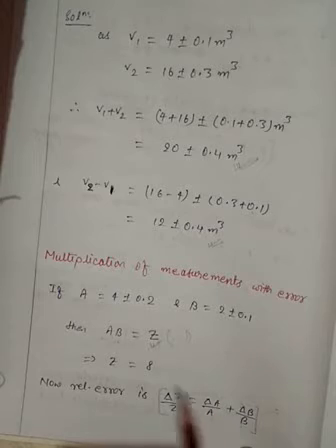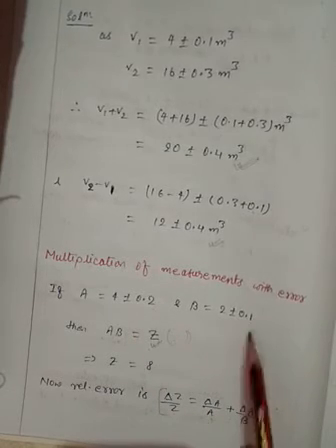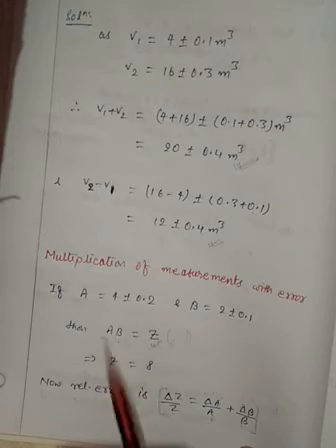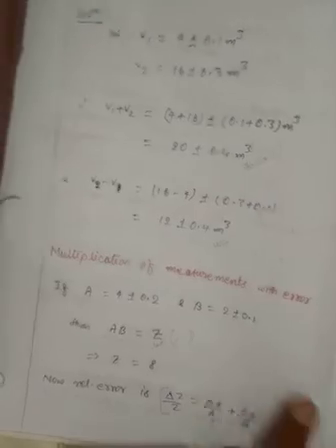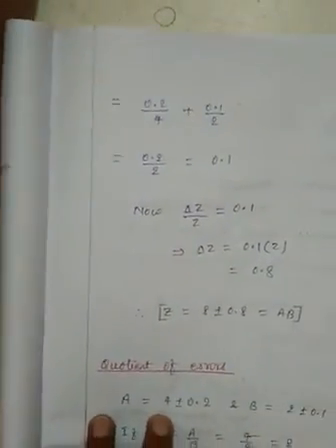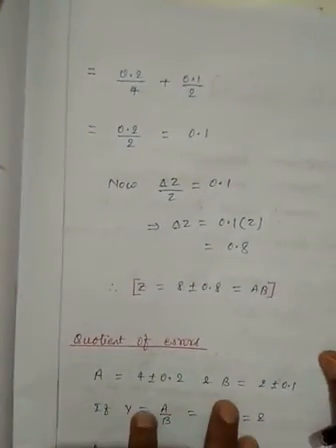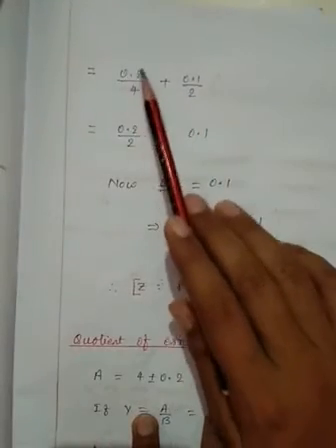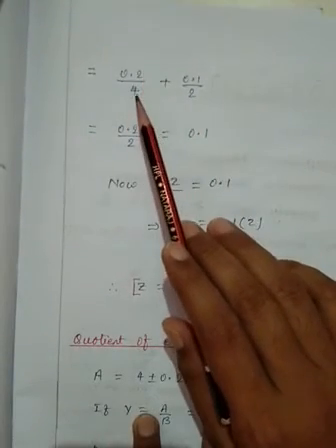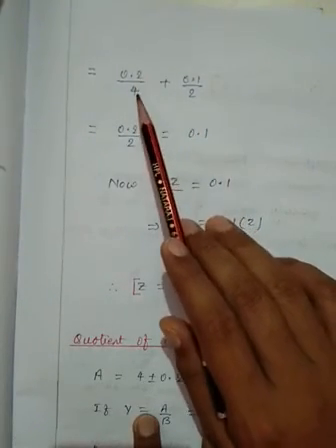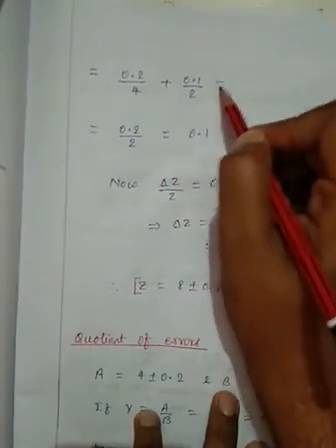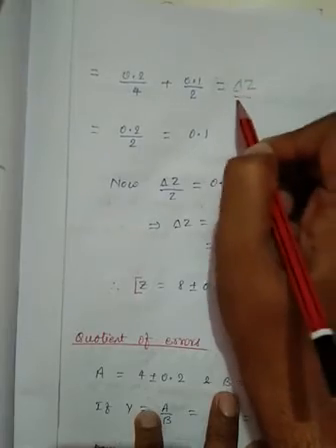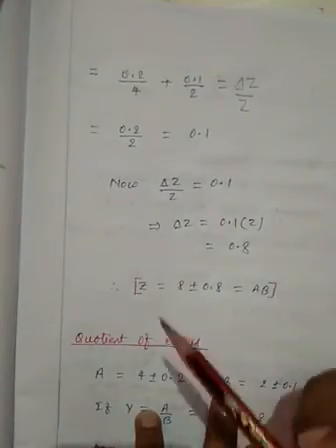So, mind it, delta A is already given 0.2, delta B is already given 0.1, the absolute value of A is 4 and the absolute value of B is 2. So, if we put all the values together, what are we getting? We are getting delta A by A as 0.2 divided by 4, that is the error part divided by absolute part, plus 0.1 by 2. So, it is nothing but delta Z by Z, as you can remember.